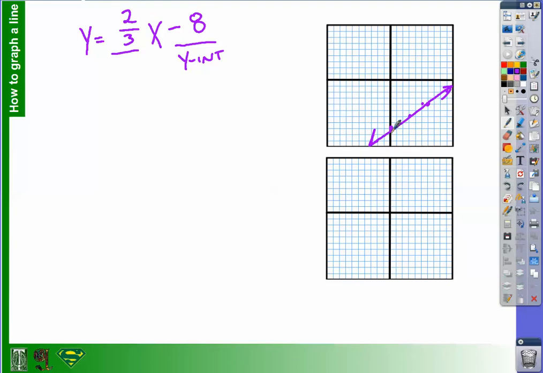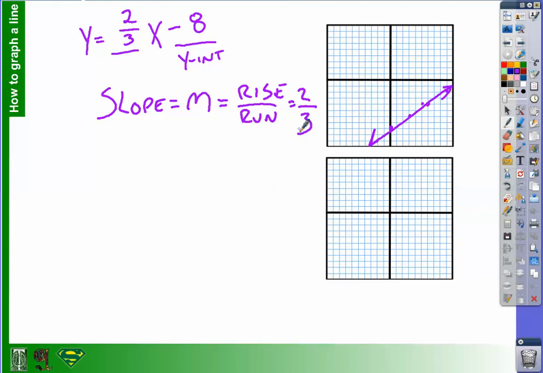The next thing I knew was that slope, which is conveniently referred to as m, because there are lots of m's and slopes, but mountains have lots of slopes, right? Is equal to rise over run. What is my rise in this problem? Well, my rise was 2. My run was 3. So that meant from my y-intercept, I would go up 2 to the right 3.